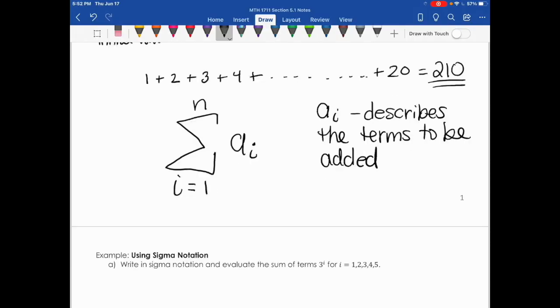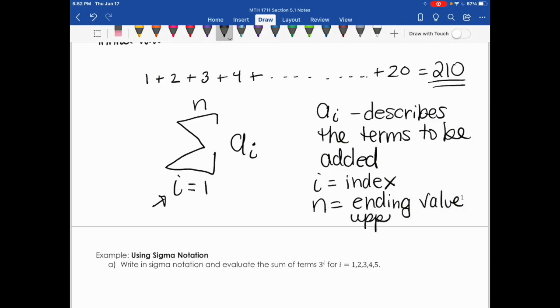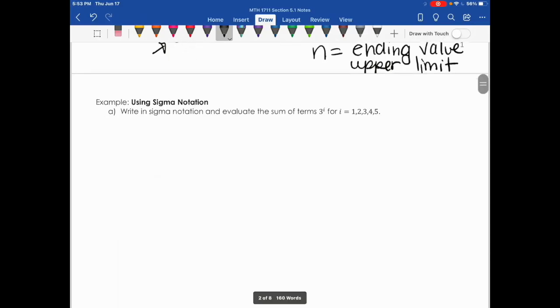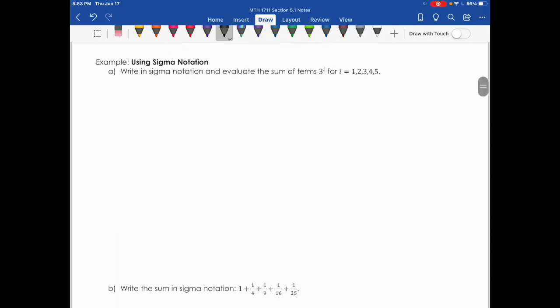So it's going to be our formula. It's going to be some kind of algebraic expression. And then this down here, the I, that's called our index. And then N is our ending value. And sometimes you hear it called the upper limit. So now you have had a quick review of what all this notation means. Hopefully you've seen this before, and this is just review.